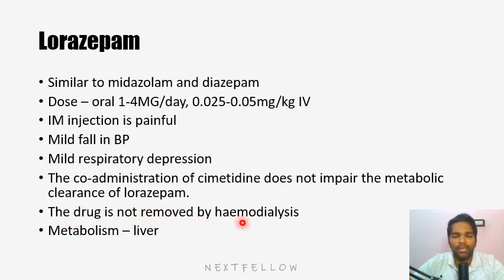The drug is not removed by hemodialysis. This is important because this drug is very commonly used in ICU. Sometimes when we give a larger dose, say 4 milligram or 6 milligram, it cannot be removed by hemodialysis. We have to wait it out. We have to wait for metabolism to occur and clear the drug from the body itself. And metabolism is by the liver.